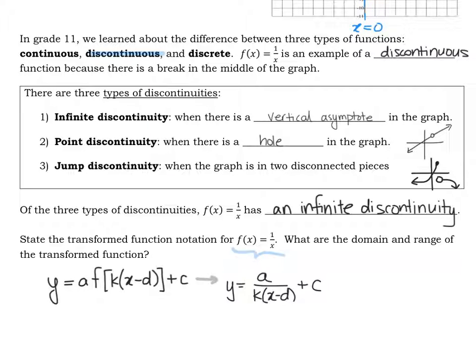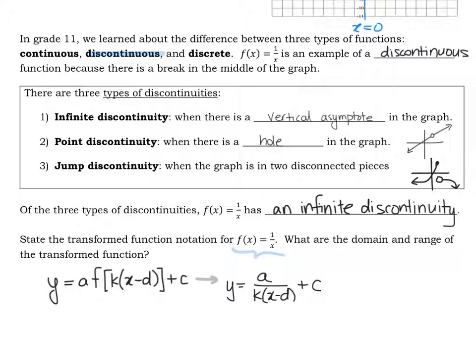Okay. So this a value, as always, will represent our vertical stretches, compressions, and reflections on the x-axis. K will represent our reflections on the y-axis, and then our horizontal stretches and compressions by a factor of 1 over k. Don't forget 1 over k. Horizontal translations are represented by d, and then vertical translations are represented by c.